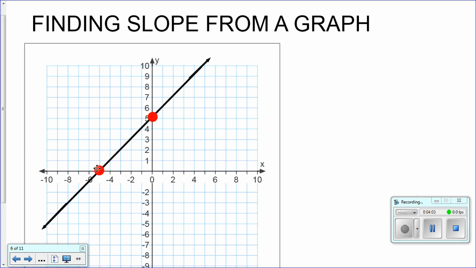So I'm going to go ahead and just go up. And I go up 1, 2, 3, 4, 5. So that is my rise. I went up 5 things. And now I've got to do my run. So I'm going to do my horizontal change. So I'm going to go over 1, 2, 3, 4, 5 spaces.